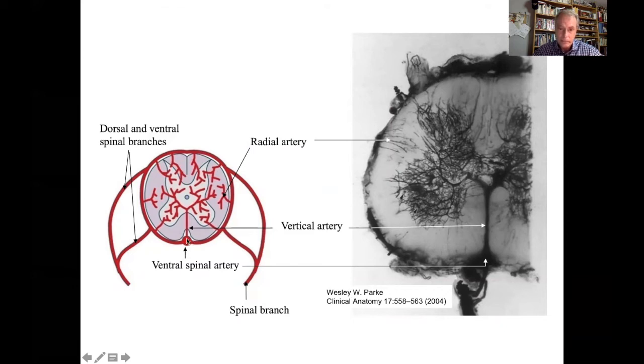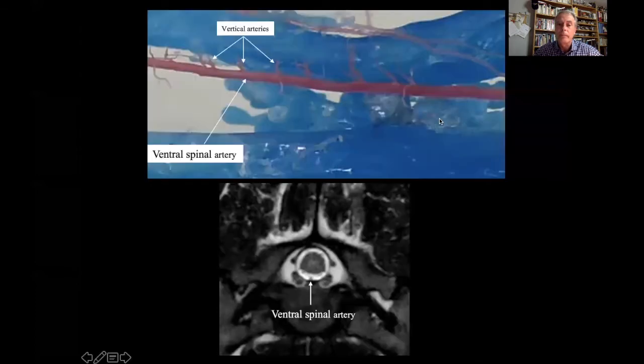From it, the vertical arteries segmentally go out and enter the spinal cord and vascularize most of the gray matter. Remember that the white matter and the dorsal horns are vascularized by radicular arteries. As you see here, this is the vertical artery entering the spinal cord and vascularizing most of the gray matter. These are the radicular arteries that vascularize the white matter and the dorsal horns of the gray matter.